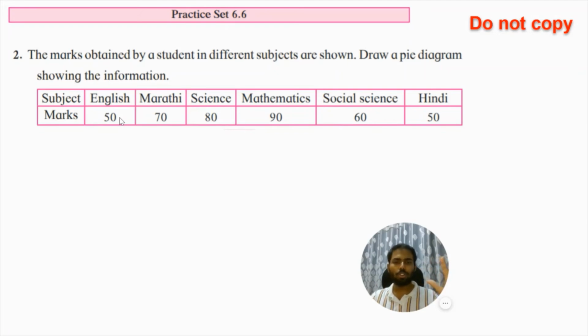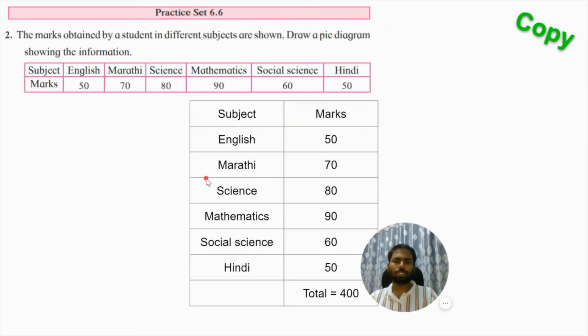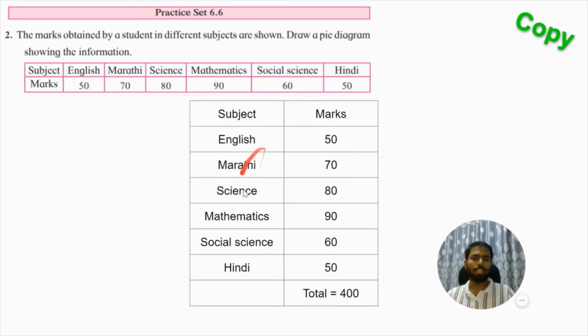Okay, I hope you had paused the video and you are done doing the first few steps. You have completed the table now. So the first step was to copy the table as it is given in the question.